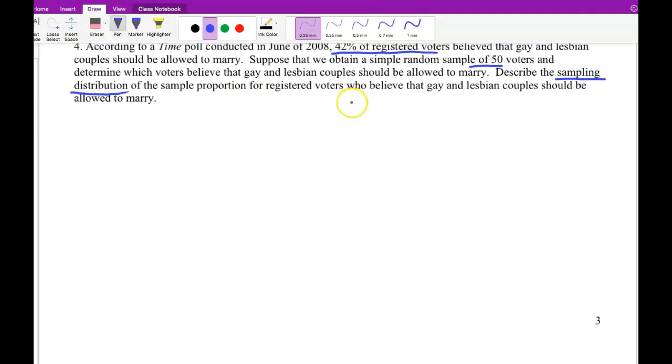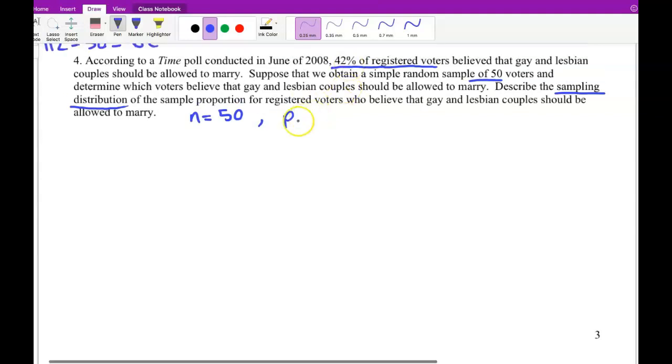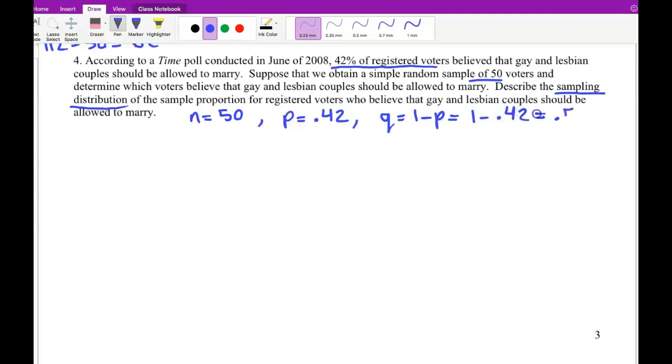Okay, so describing that, from the previous page, we follow all those 3 steps. First I'm writing what was given in this part. n is 50, a sample of 50. And p is 42%, so the probability of success is 42%. And q is 1 minus p, so it's 0.58.